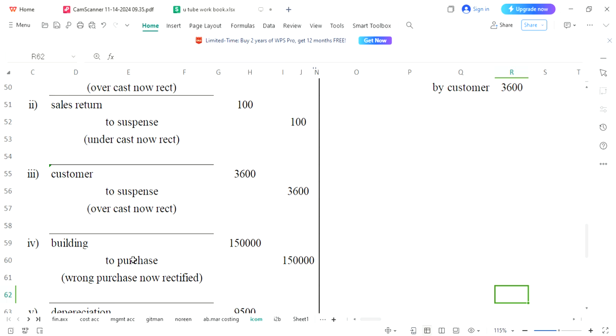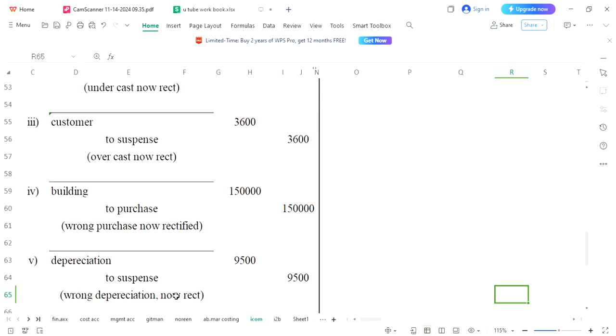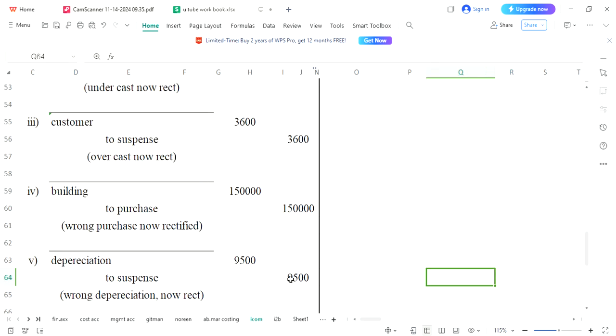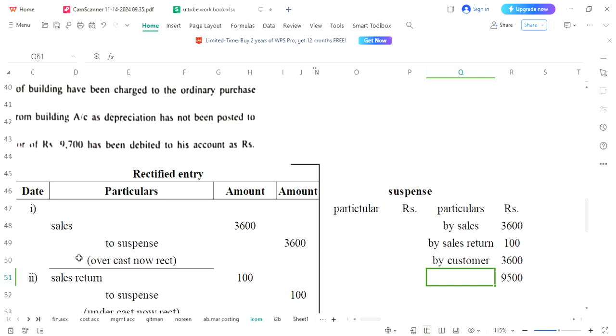Now look at here, building to purchase, no suspense account is present. You may leave it because we will make only the suspense account. Then we have again suspense on the credit side, 9500. So just put 9500 on the credit side and see what is written on the opposite side, depreciation. So write down depreciation over here.